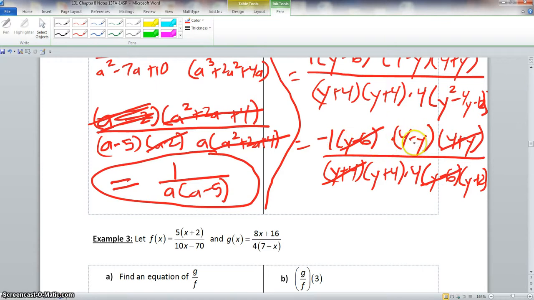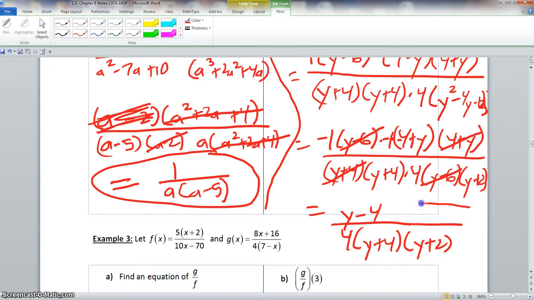We could factor out a negative 1 here. So if we factor out a negative 1, that would make this 4 negative and this y a positive. So now we know negative 1 times negative 1 is positive 1. So in our numerator, we will have y minus 4, because remember, negative 4 plus y is the same thing as y minus 4. And then our denominator, we will have 4 times (y plus 4) and (y plus 2). And that is it.